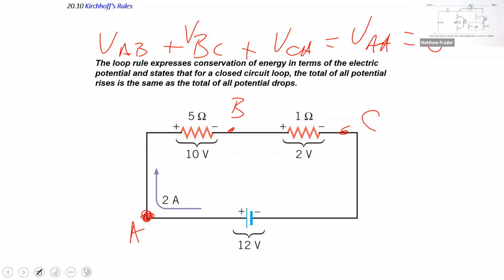So when you add up all the potential drops and potential rises, all the batteries, all the resistors, you should get that your total change in potential is 0, which makes sense. If it wasn't 0, then you'd have a wire with some energy on it. That doesn't make sense.